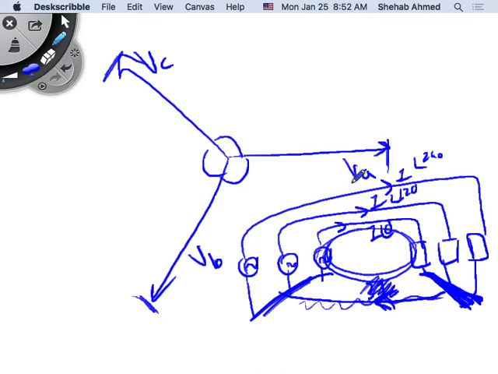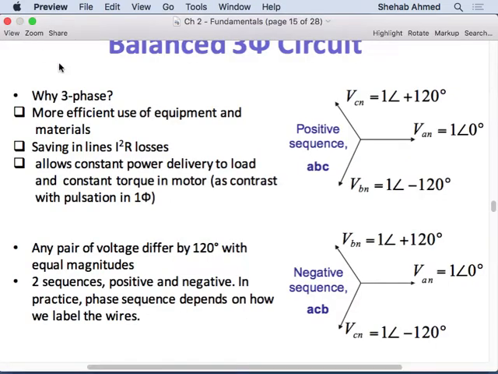So what we do is, we'll find a way to chop up our unbalanced system into a positive sequence that is balanced, a negative sequence that is balanced, and a 0 sequence that has equal magnitudes, and we will talk more about it later. But for now, let's talk about positive and negative. This negative sequence is also doing what?